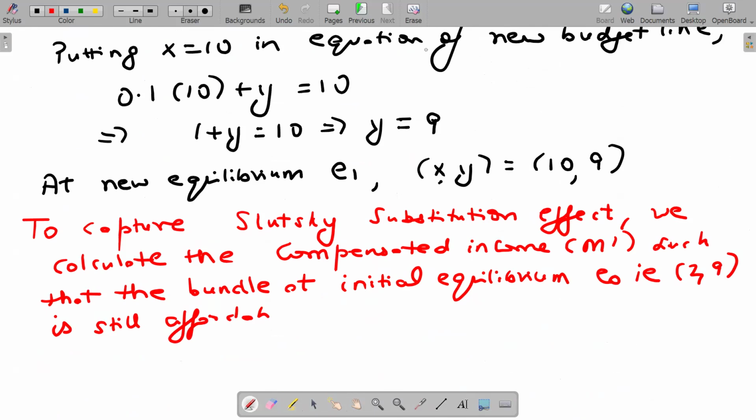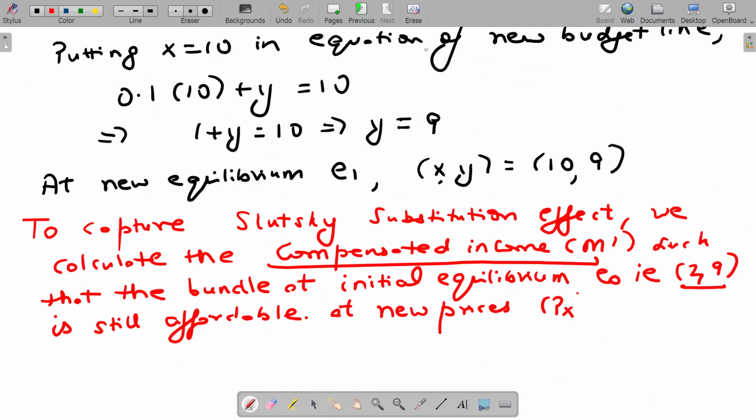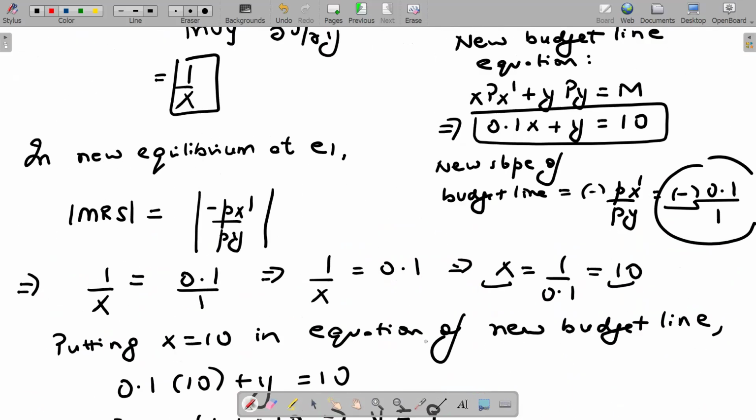If students have attended my lectures on the Slutsky equation in detail, to capture the substitution effect, what does Slutsky say? Slutsky simply says that you calculate the compensated income M dash so that the original equilibrium bundle is still affordable at the new prices. The new prices are Px dash and Py, which are 0.1 and 1. These are the new prices, right?